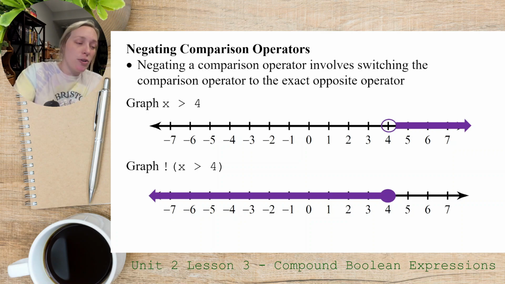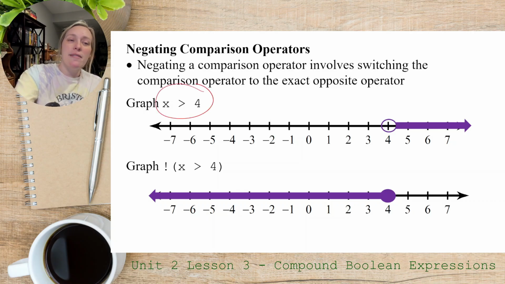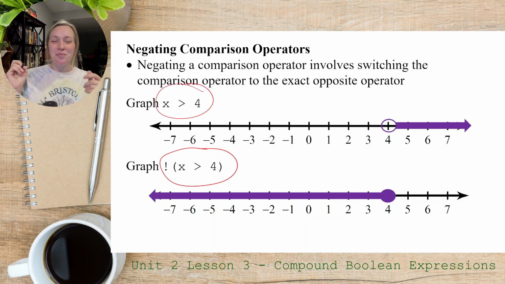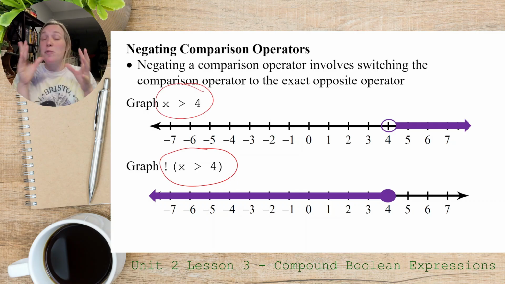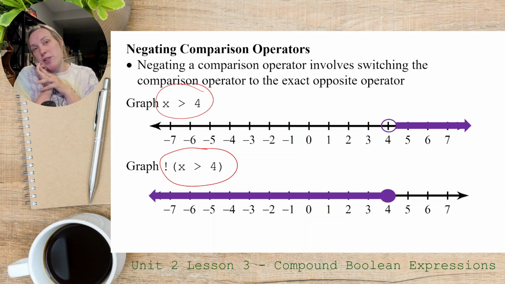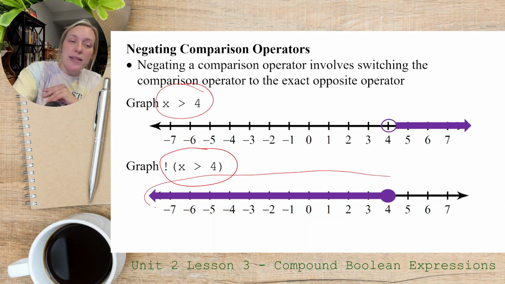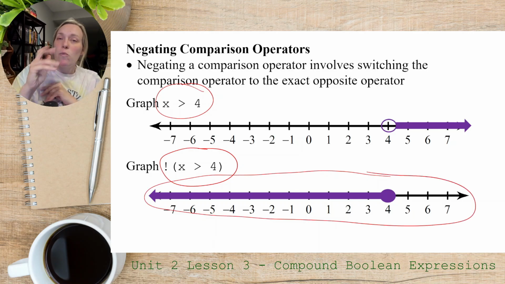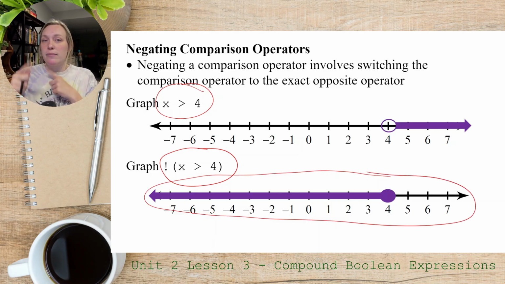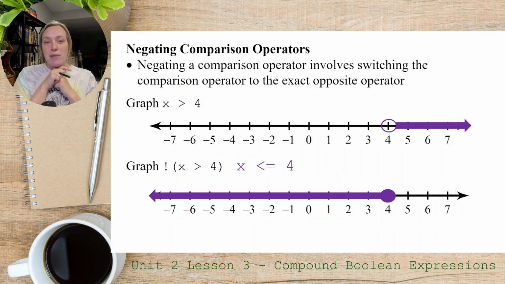And that's also what I have in my expression here. I have x greater than 4, not x greater than 4. But what's another way I can write this with my Java operators? Well, I can write that as x less than or equal to 4.